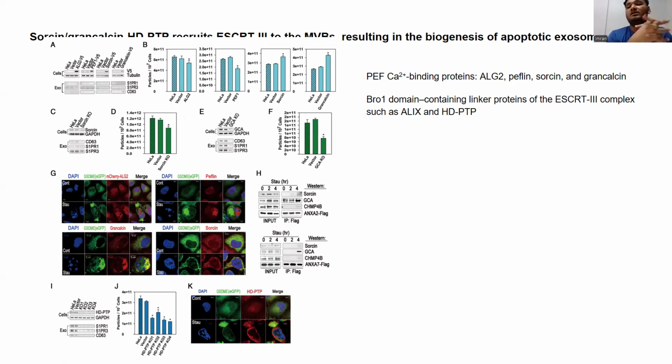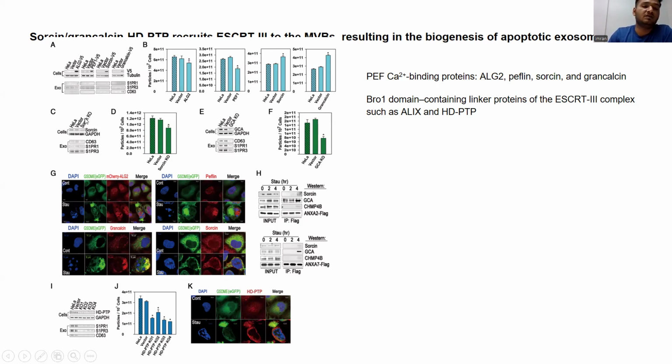There are some other calcium binding protein families: the Bro1 domain containing linker proteins of ESCRT-III named ALIX and HD-PTP, while the PEF family contains ALG2, peflin, sorcin, and grancalcin. When the PEF family proteins were overexpressed in the cells, it was found that sorcin and grancalcin had a positive effect on exosome release, while ALG2 and peflin did not have the desired effect on it.